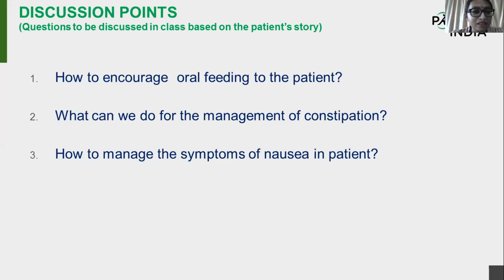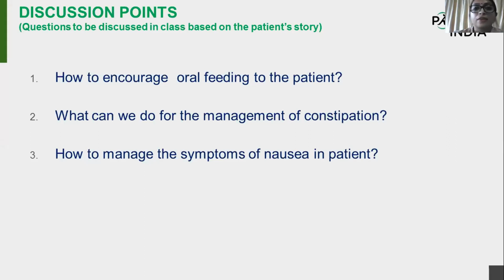So here there are issues like the patient is having pain, the nutrition of the patient is compromised, there is constipation, and the patient is also bedridden and is on a catheter and things like that. A lot of psychological factors. Now, the first question is how to encourage oral feeding to the patient. So I think we need to understand exactly before intervening on what diet to give.